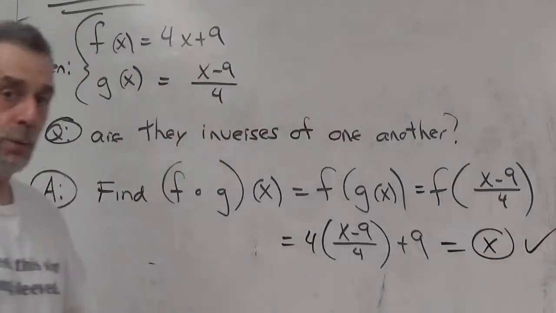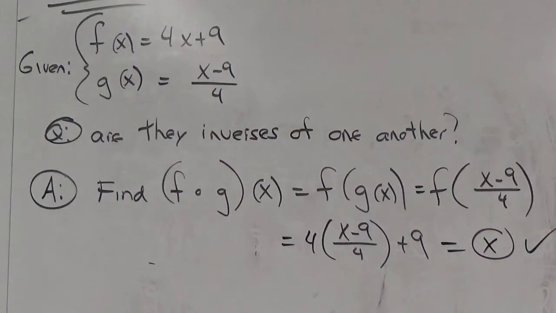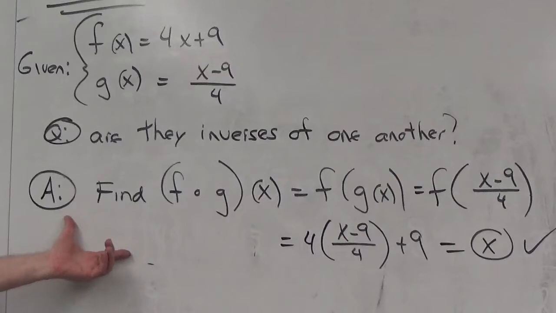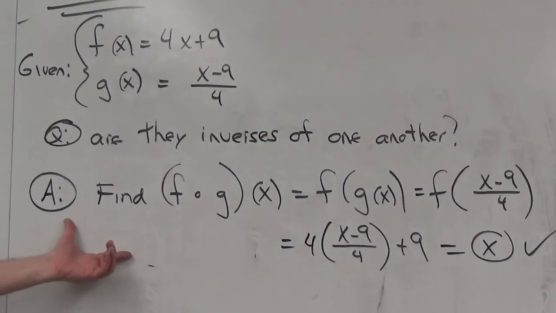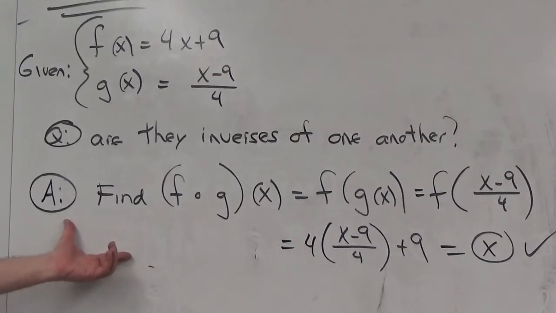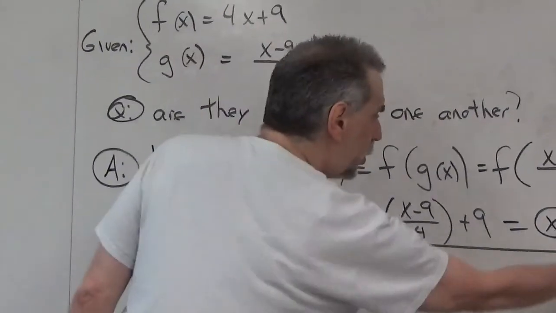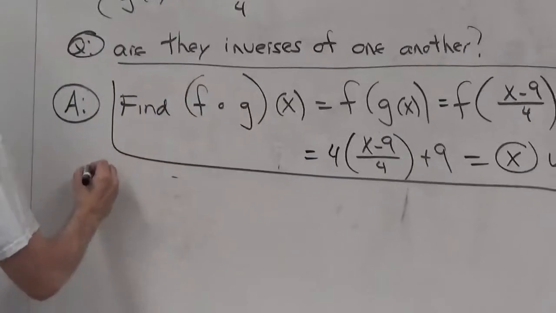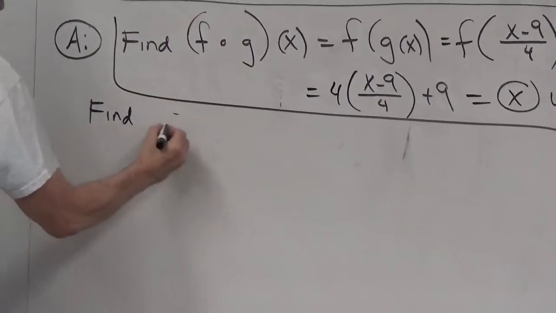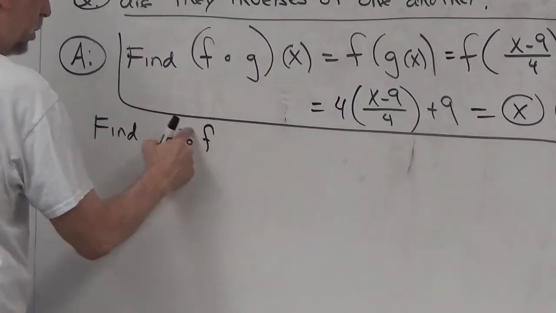So that's half of our proof. We're asked to show or prove that these two are inverses of one another. So if that didn't equal x, you're done. You can say no, they're not inverses, because if one way doesn't work, then they're not inverses. But if this one is x, then we go to the other direction and find g of f of x.